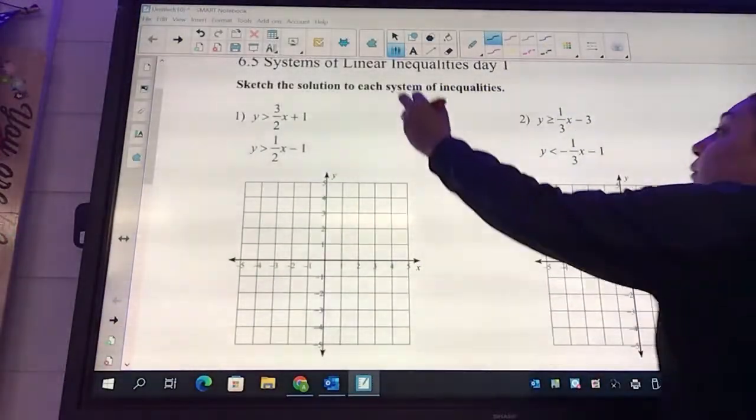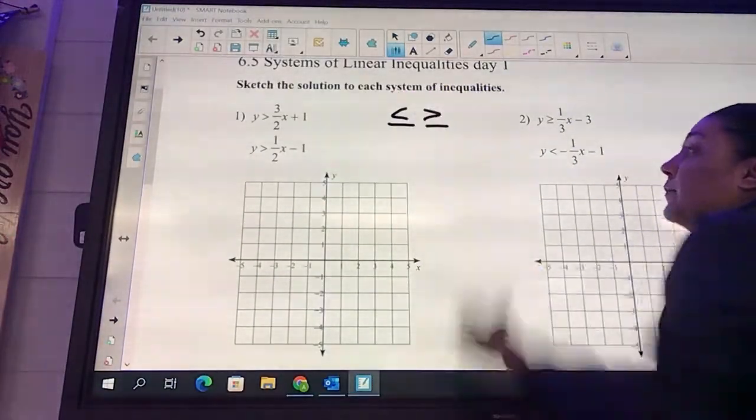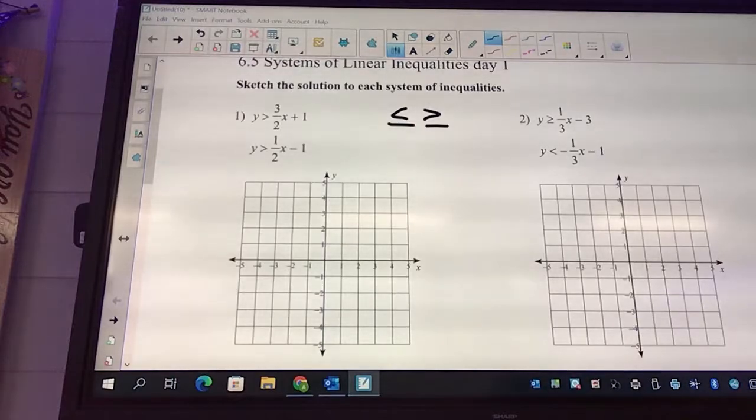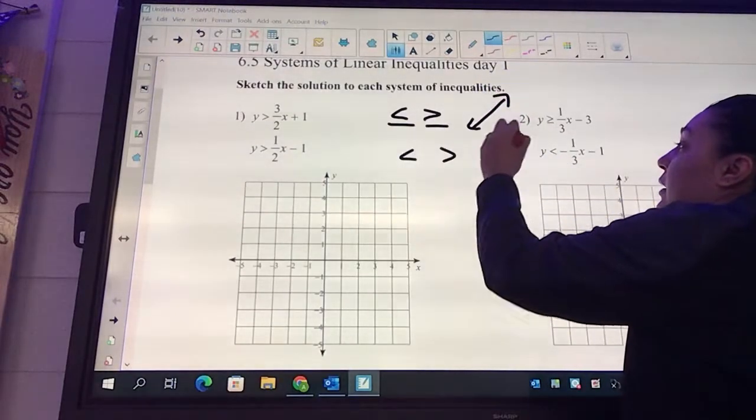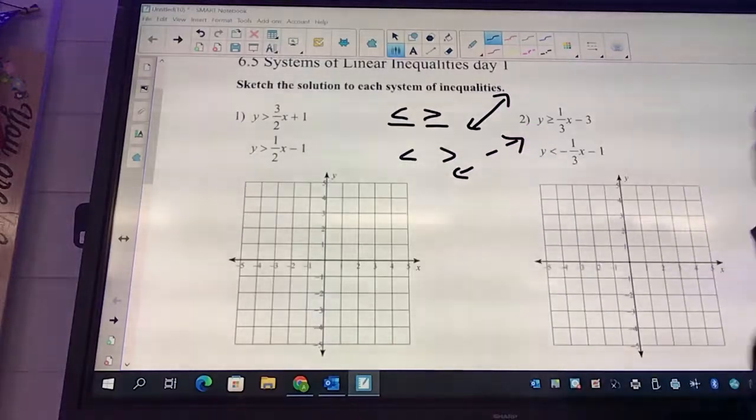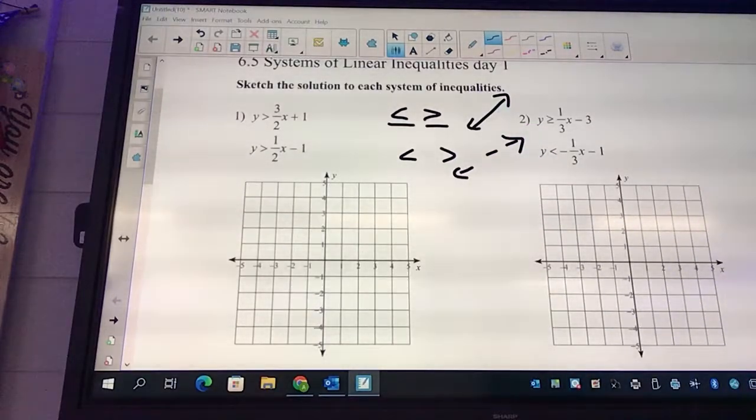Okay, what kind of line is this? Whole line or whatever you want to call it. Yeah, okay, a whole line, dotted, or solid line. Okay, so then obviously this is going to be the dotted one. So that's kind of what we did yesterday.